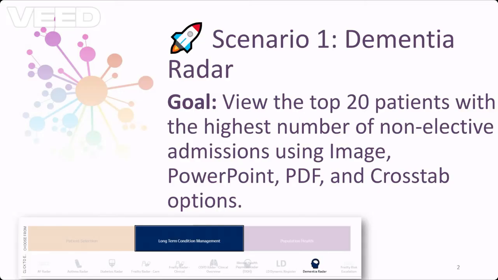Scenario number 1. Dementia Radar. Goal: view the top 20 patients with the highest number of non-elective admissions using image, PowerPoint, PDF and Crosstab options.